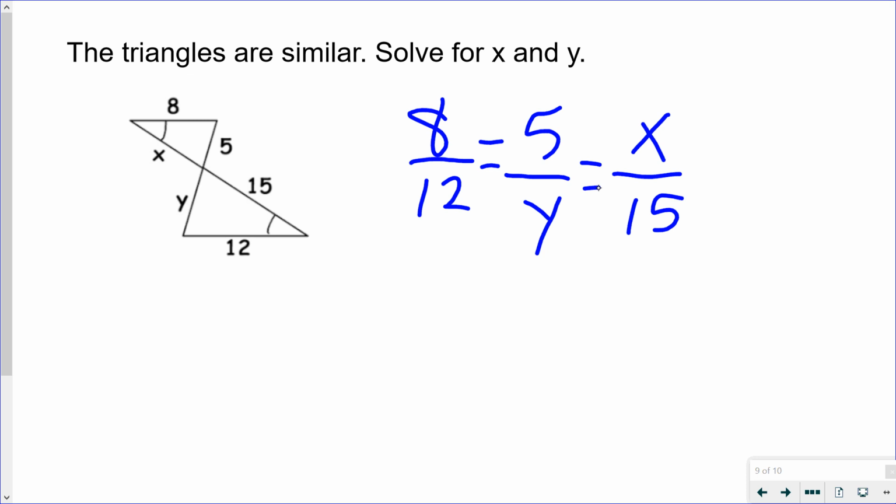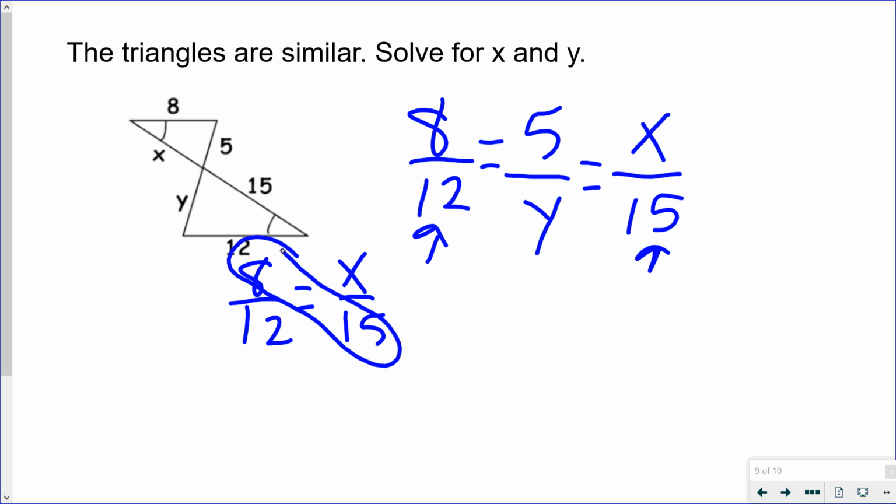In order for us to solve for x, we must use a complete ratio and the ratio that has the x. So 8 over 12 is equal to x over 15. This time I'm going to use the bat and the ball method. Circle the bat, multiply, divide by the ball. So 8 times 15 is 120. I'm going to divide by the ball, which is 12, so x is 10.